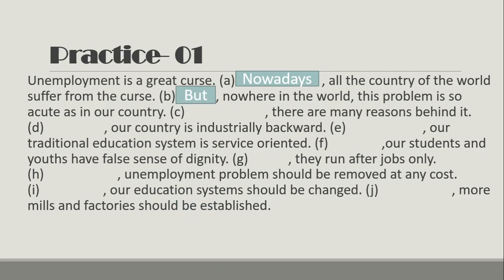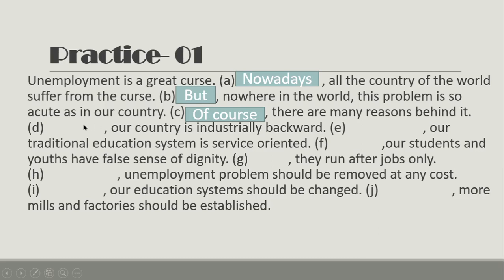Dash, there are many reasons behind it. Okay? So certainly or surely there are many reasons behind it. To mean certainty or to mean surely we can say of course. Right? We can say, of course, there are many reasons behind it. Dash, our country is industrially backward. Okay? We can say, so there are many reasons.